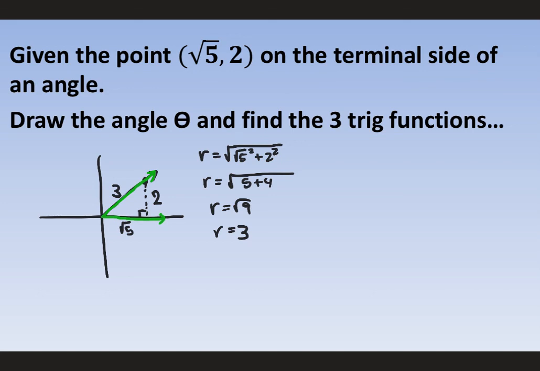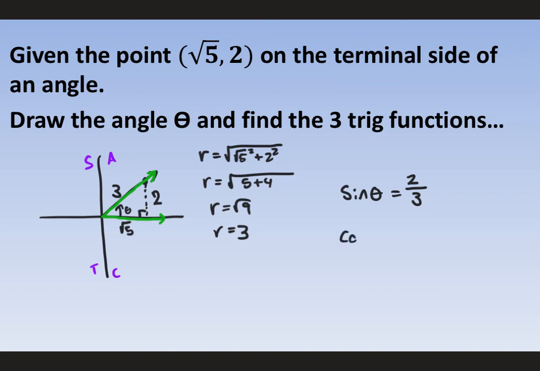So what we should remember from just a second ago is the acronym ASTC. Since our angle's in quadrant 1, all 3 trig functions that we find should be positive. All right, let's go ahead and try it. So we're going to say the sine of this angle. Oops, I didn't draw my angle in. There's my angle. The sine of this angle is equal to the opposite over the hypotenuse. My opposite is 2, or my y value is 2, over my hypotenuse. My r value is 3.